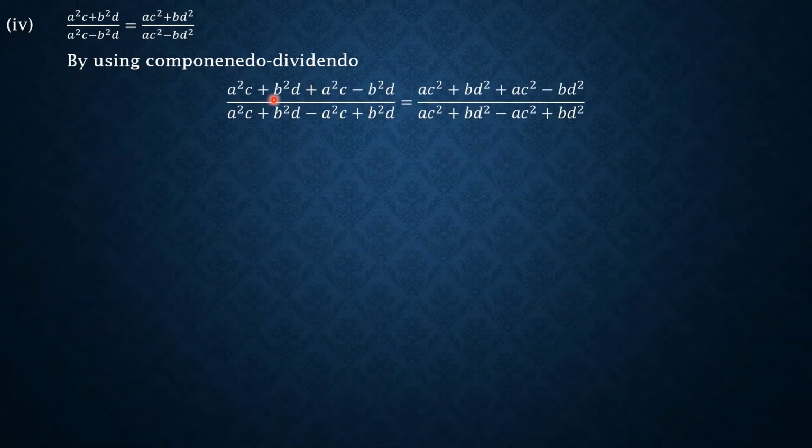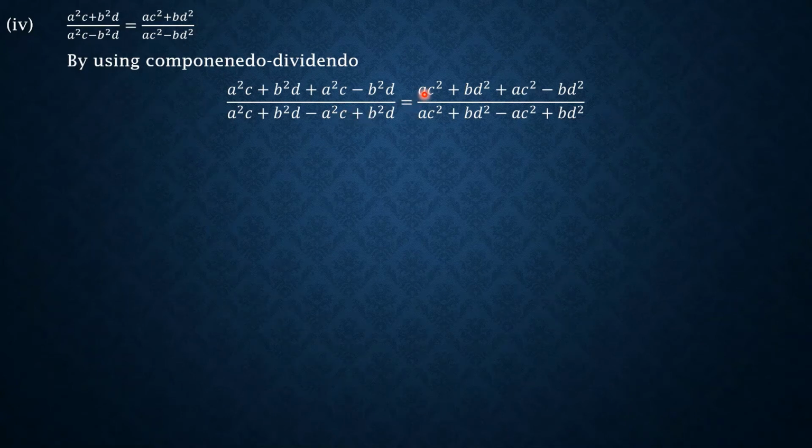Now the fourth part of the question is (a square c plus b square d) divided by (a square c minus b square d). This equals (ac square plus bd square) divided by (ac square minus bd square). Now by using componendo dividendo theorem, we have a square c plus b square d, numerator plus denominator, which is a square c minus b square d, divided by numerator minus denominator. So we write this as a square c plus b square d minus a square c, and minus into minus we will get plus b square d.